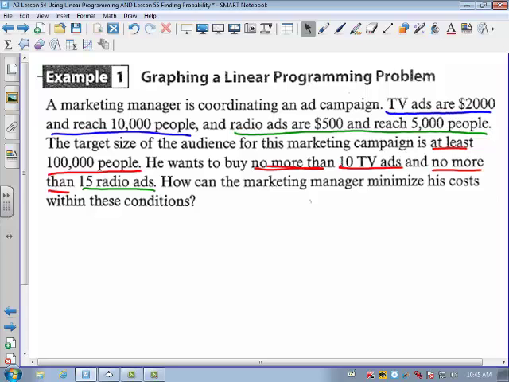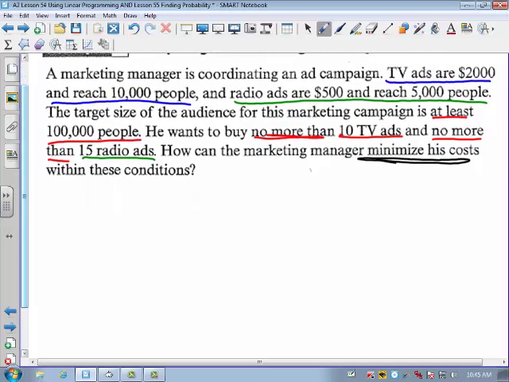If he's wanting to minimize his costs, what is he wanting to do? Make it smaller. He wants to pay the least amount and reach the most people. That's what he's trying to do. Okay? So what we have to do is come up with some information to help us figure this out. First of all, we're dealing with two different things: TV ads and radio ads. I'm going to call that my X and my Y. So X will be TV ads and Y will be radio ads. It's easier to keep them straight if you do the first one X, second one Y, so that you're not getting them mixed up. Does that make sense? Okay.